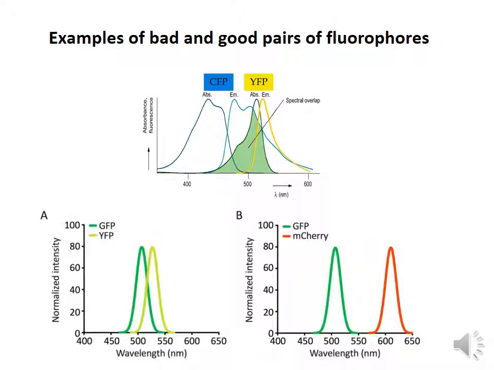In addition, if the emission spectra of the two fluorophores that you choose overlap significantly, as is the case for GFP and YFP, the signal of one fluorophore will bleed through into the detection of the other fluorophore and can give you misleading results. Therefore, if you want to detect the signal of two fluorophores, make sure to choose them so that their emission spectra do not overlap, such as the case of GFP and mCherry.